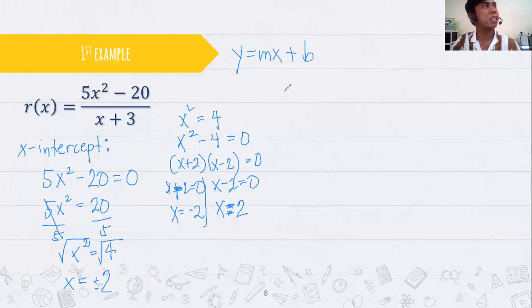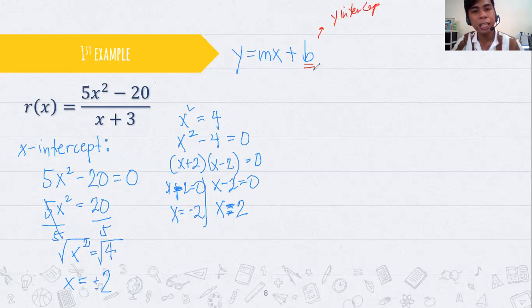Ayan, this is the slope-intercept form ng equation. Tama? This is taught in grade 8 or grade 9 if I'm not mistaken. The b here stands for the x-intercept. Mali. The b here stands for the y-intercept. Di ba? Slope-intercept form. So we have here y-intercept. Or hindi, sorry, ano pala to? Point slope form. Pero yung b dito, yung point dito is the y-intercept.